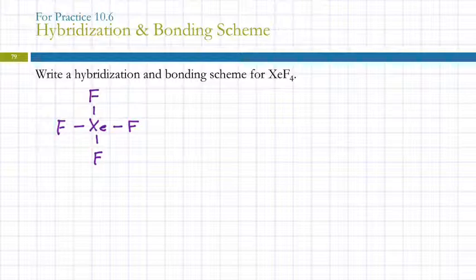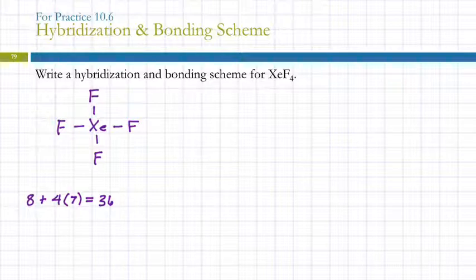So the xenon has 8 valence electrons, and there are 4 fluorine atoms, and how many valence electrons do they each have? 7. So let's see, 4 times 7 is 28, plus 8 is 36. Yeah. 36 electrons.